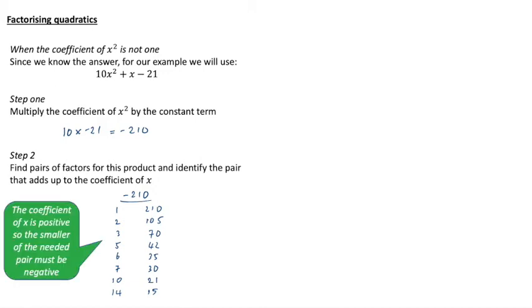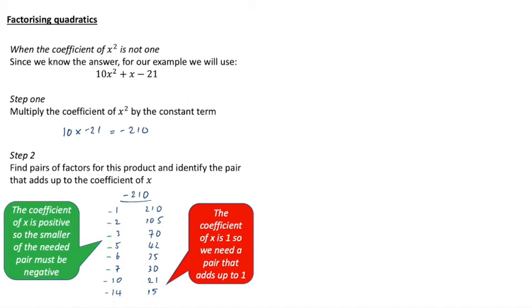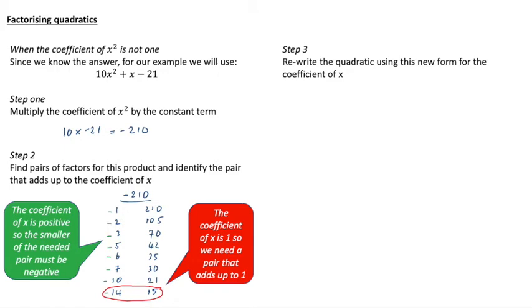So that means we can put minuses in there, and so the coefficient of x being 1, as I mentioned, we need a pair that adds up to 1, so that is minus 14 and 15. Okay, so we've identified what the two numbers are that multiply to give us our alpha gamma and add to give us our beta. So we can look at step 3, which is we need to rewrite the quadratic using this new form for the coefficient of x.